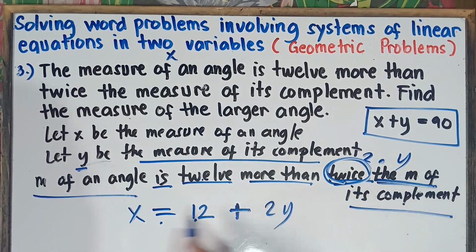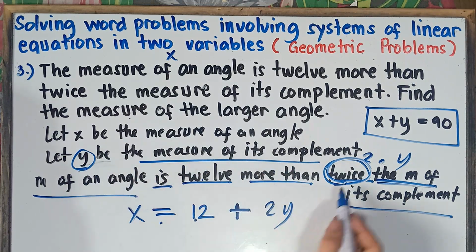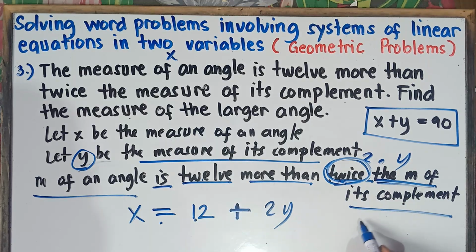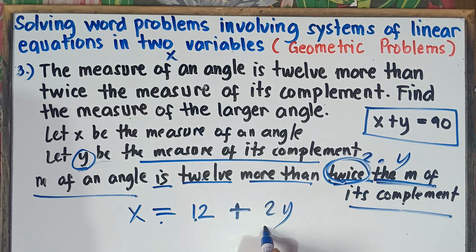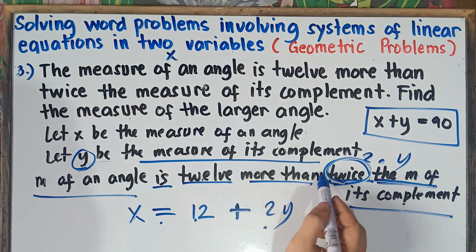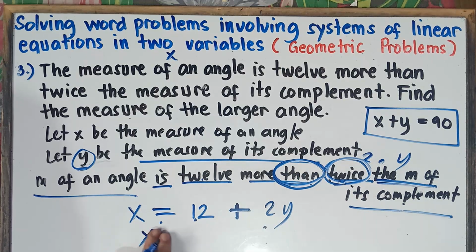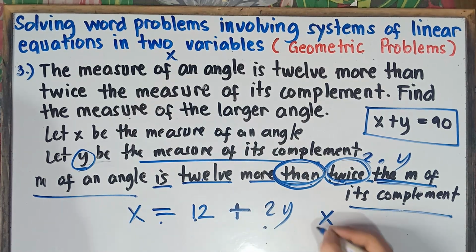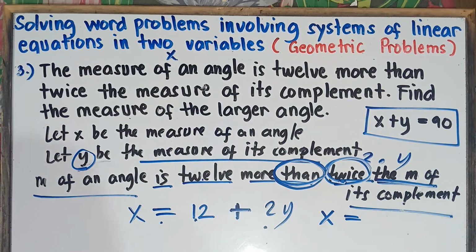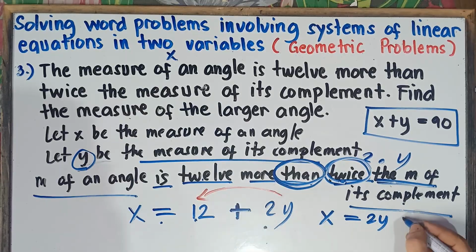So the measure of its complement, we represent that one as y. So twice the measure of its complement, that would be 2 times y, that would be 2y. Now, if you have this word "more than", once again, you should do it in reverse. So it should be x, copy equal sign. Twice the measure of its complement comes first, so 2y, copy plus sign, and then 12. It should be x equals 2y plus 12.